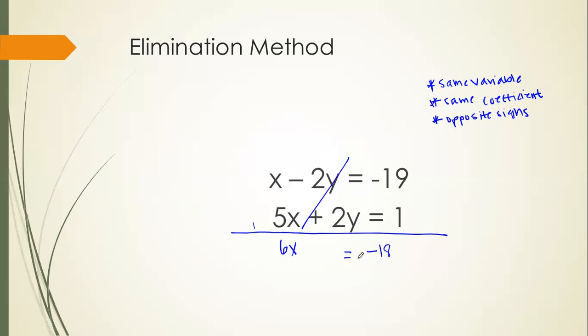So now there's no y. This just says 6x equals negative 18. So how would I solve for x? Divide by 6 on both sides. That gives me x equals negative 3.